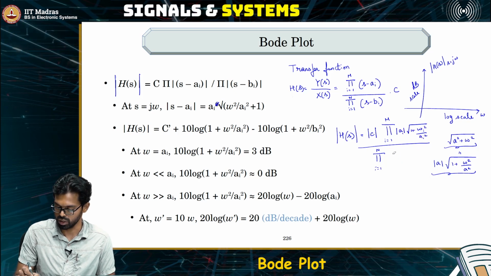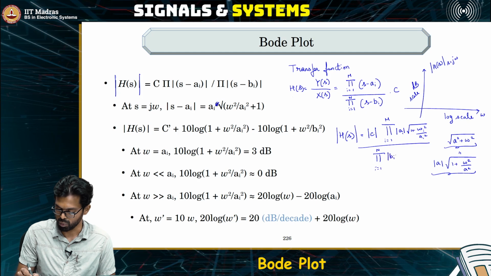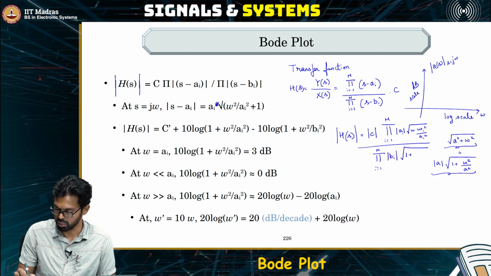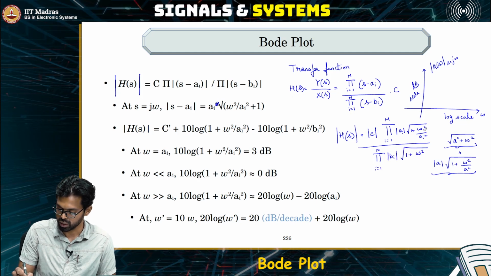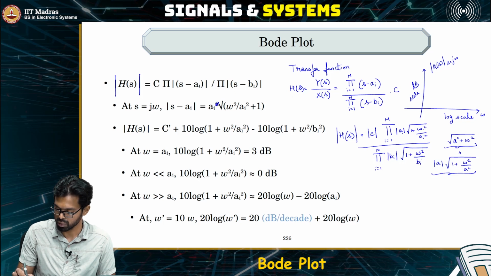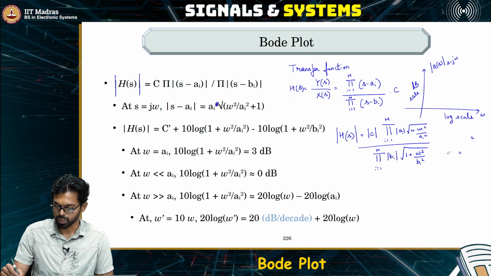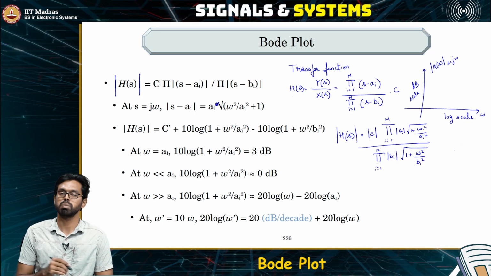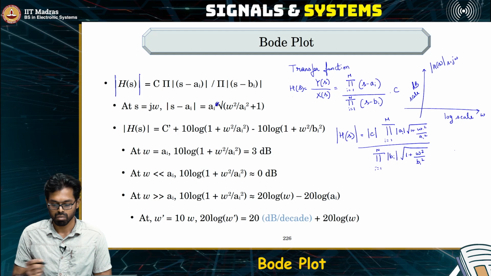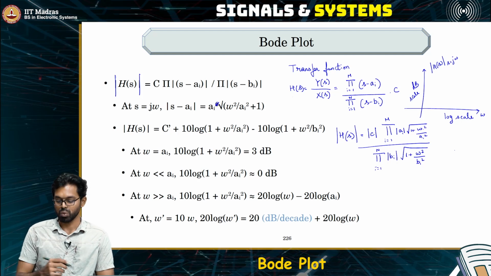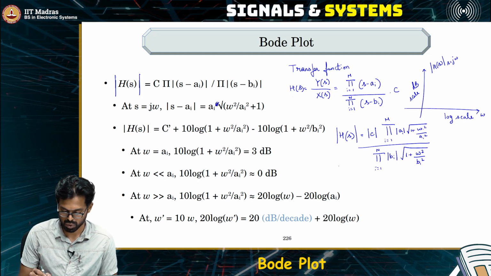Same fashion for the denominator as well. Mod bi root of 1 plus omega squared divided by bi squared. So we have not done any approximation so far. All we have done is just simplification. Now let's convert this to the dB scale. We have not converted it to the dB scale yet, so we'll just convert to the dB scale.